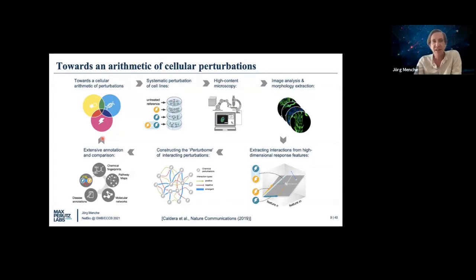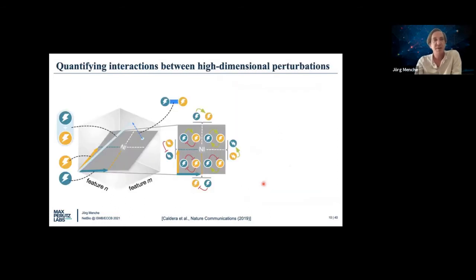Okay, so in the interest of time, I selected a few steps of this pipeline that I think are most interesting from a network biology perspective. And the first one is this, where the question is, how do you actually quantify interactions between high-dimensional readouts? So the experimental data that we are getting from these experiments are cell shapes for different drug treatments. So what we do with this is we construct what we call morphological space, in which every possible cell shape corresponds to an individual point in this space.